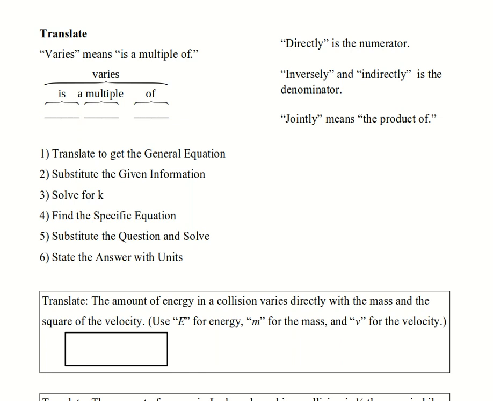Directly means we're in the numerator, inversely or indirectly means we're in the denominator, and jointly means, what you're going to hear about, multiply those together.